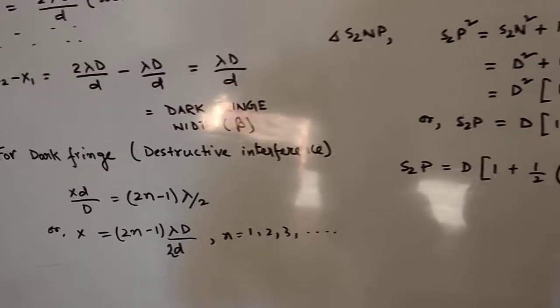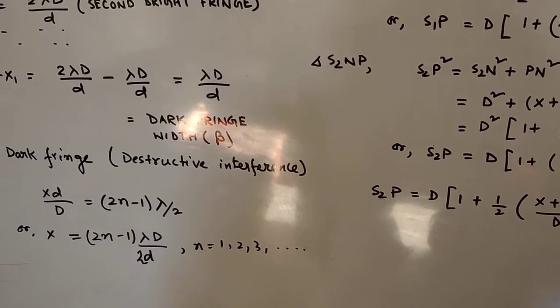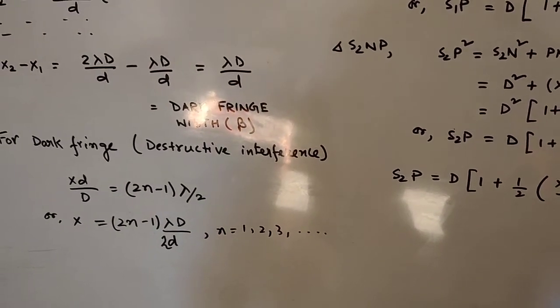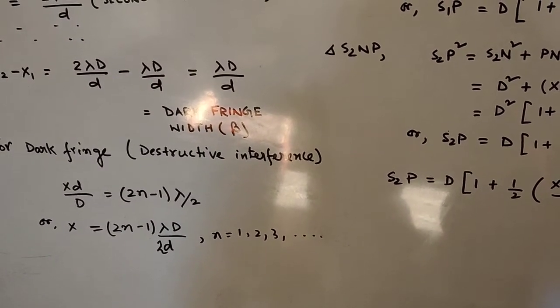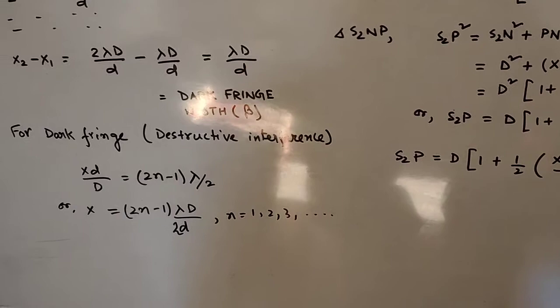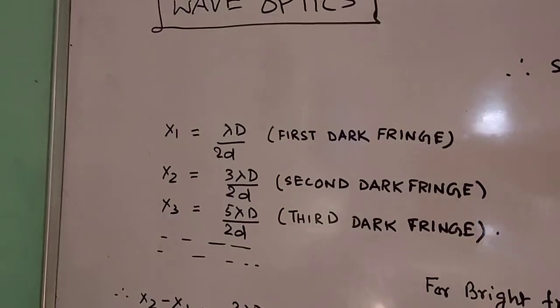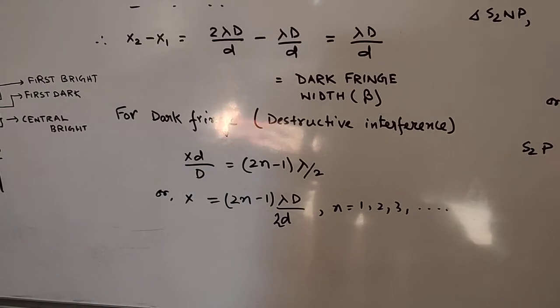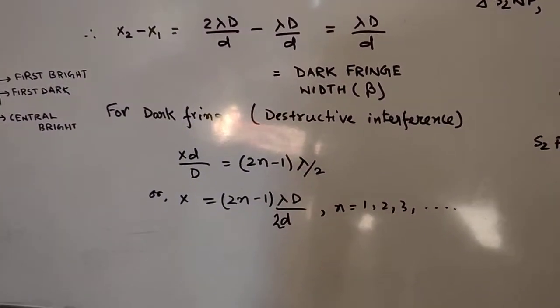Now for dark fringe, that is destructive interference, we have already defined the path difference: 2n minus 1 lambda by 2. You can check the previous class: x small d by capital D equals 2n minus 1 lambda by 2. So x comes out to be 2n minus 1 lambda capital D by 2 small d, where n is 1, 2, 3 and so on. If we substitute n equal to 1, then you will get the first dark fringe, that is lambda capital D by 2d. If you substitute n equal to 2, then 3 lambda capital D by 2d.